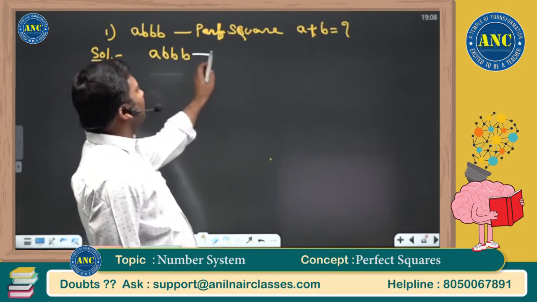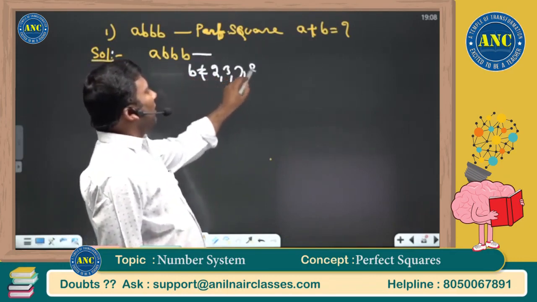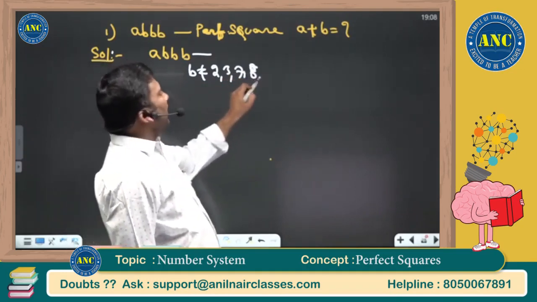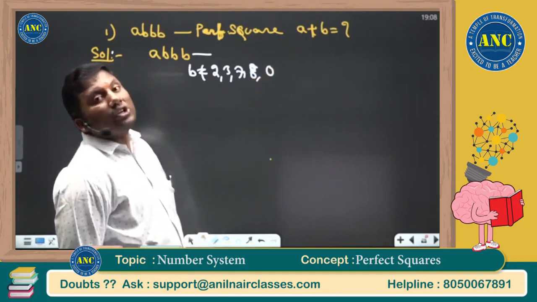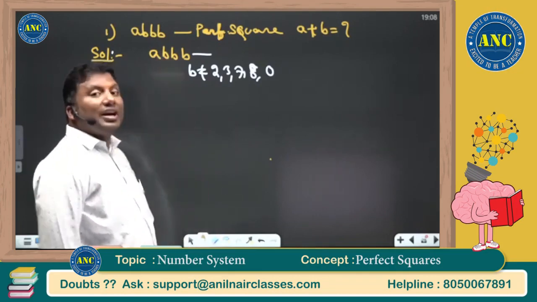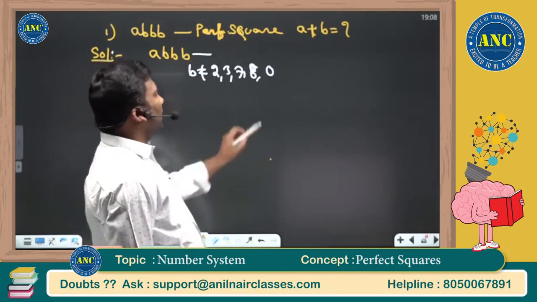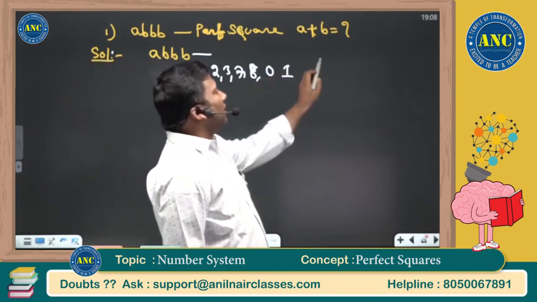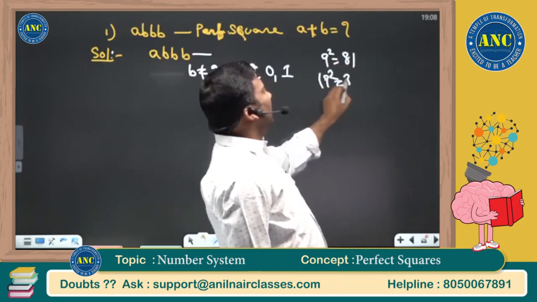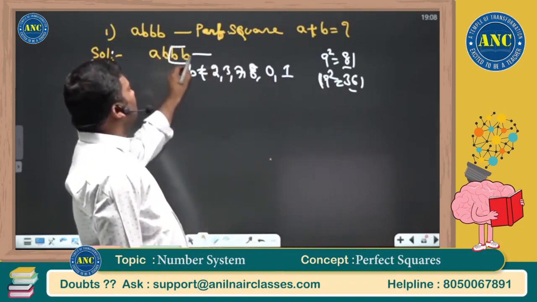Now see here. Because it's a perfect square, B cannot take 2, 3, 7 or 8. Any perfect square never ends with 2, 3, 7 or 8. It cannot take 0. Why? Because a perfect square always ends with an even number of zeros. If B takes 0, I will get 3 zeros, but I require an even number of zeros. It is not possible. It cannot take 1. Why? Because for any perfect square ending with 1, the tens place should be even. But both places should be the same.